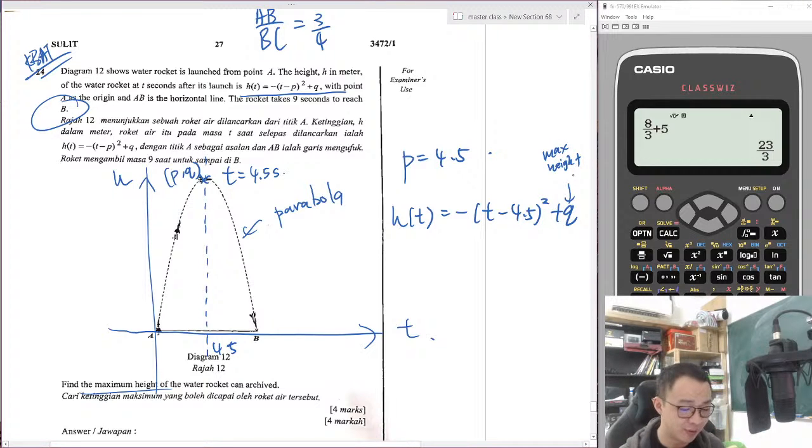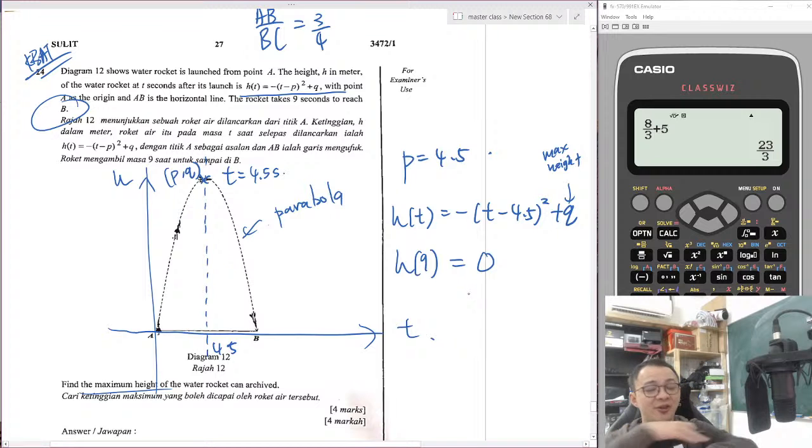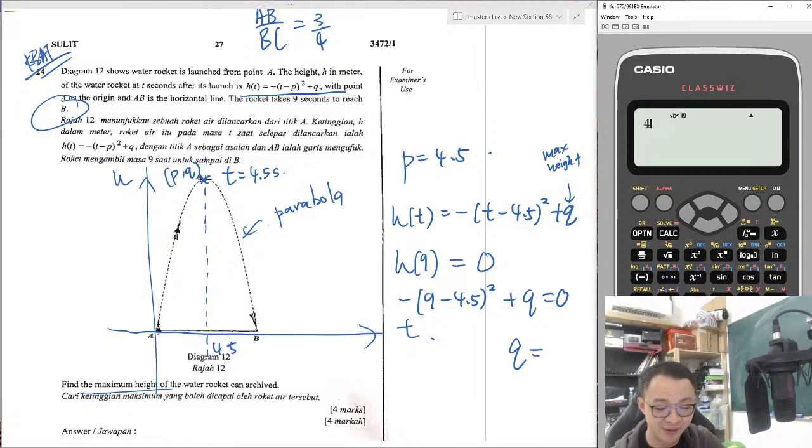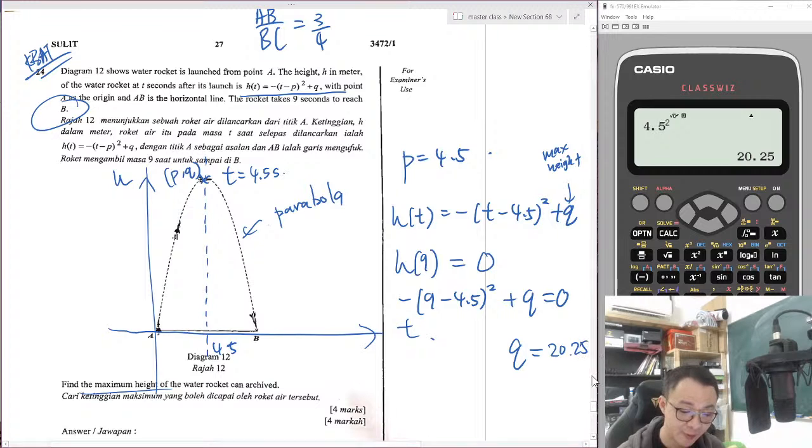So what I want to do right now is solve to find out the q here. I can use the 9 seconds here. That means when I do H(9) here, I will get 0, isn't it? Because at 9 seconds itself, the rocket actually stops at the floor. So therefore, negative (9 minus 4.5) squared plus q equals 0, because I'm trying to find the q using this information. So this one is 4.5 squared, after you move to the other side. So the final answer for maximum height should be 20.25. So maximum height here will be 20.25 meter.